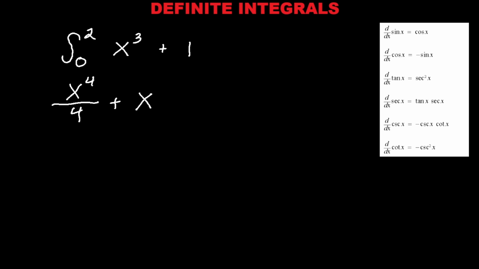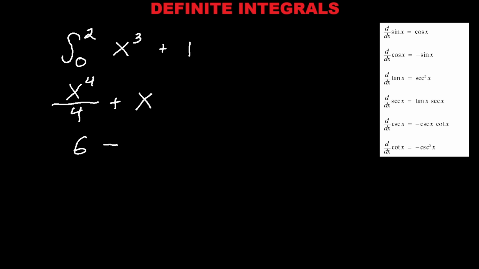Next, I want to substitute for x. We're going to put in the b value, so the x would become the b value, so this is 2 to the fourth power. And the x would also become a 2. And 2 to the fourth is 16. 16 divided by 4 is 4. And finally, 4 plus 2 is 6.